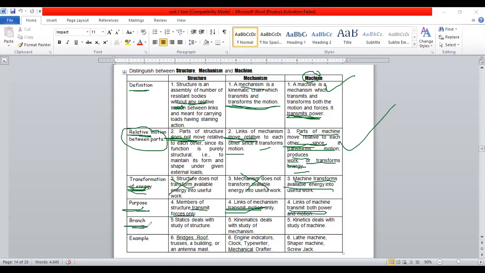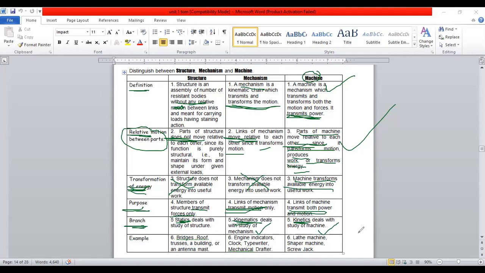Which branch of theory of machines does it deal with? We have seen in the initial video itself, and during the start of the lecture itself, we have classified theory of machines basically into two parts: kinematics and dynamics. And dynamics was further classified into statics and kinetics. So statics is the field which deals with the study of structure. Kinematics is the field which deals with the study of mechanism. And kinetics is the field which deals with the study of machine.